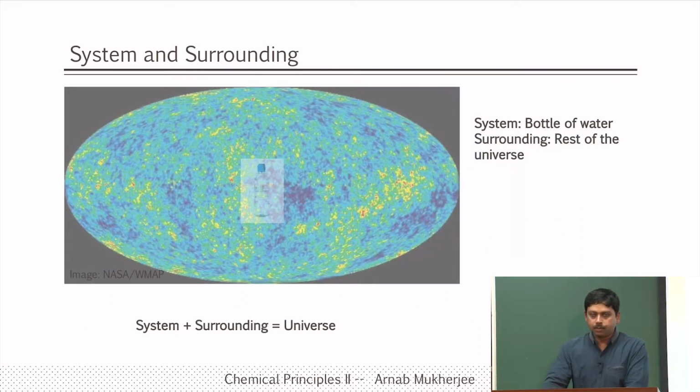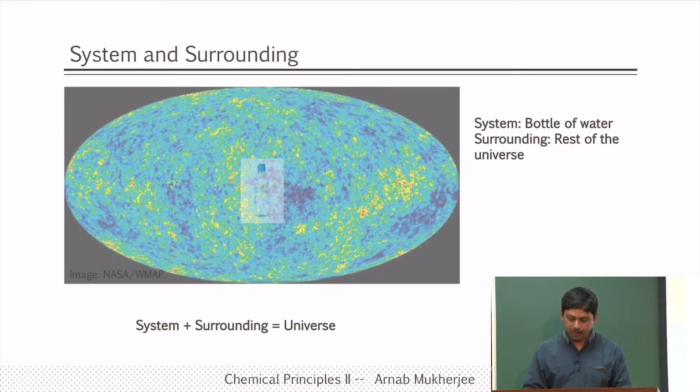To give you a better idea of the system and surroundings, we have taken a picture from NASA's website, the early universe picture. This is what the universe used to look like, one of the earliest pictures of the universe, and in it we have put a bottle. It is not up to scale, you can see that. Let us say the bottle is the system, and everything else apart from the bottle in the whole universe is the surroundings, and system plus surroundings is the universe.